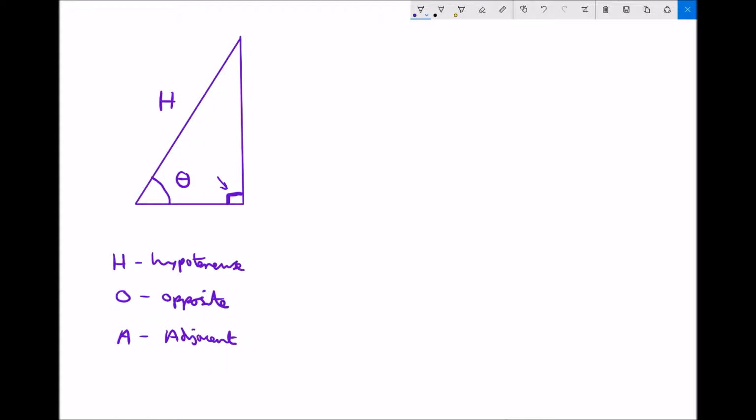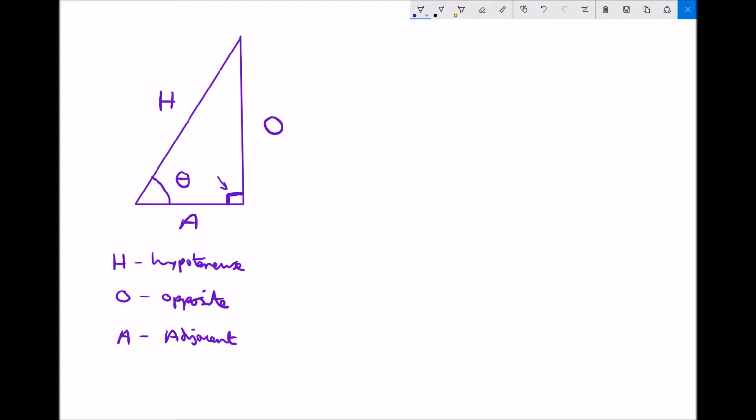Next up we have the opposite. Now the opposite is always opposite the angle that's given or the angle we're trying to find. So it's opposite angle theta. That's our opposite there. And then the remaining side is the adjacent. So we label the hypotenuse, then we can label the opposite, and then we can label the adjacent.